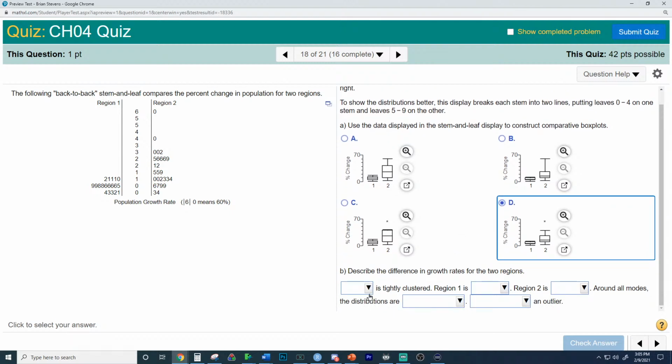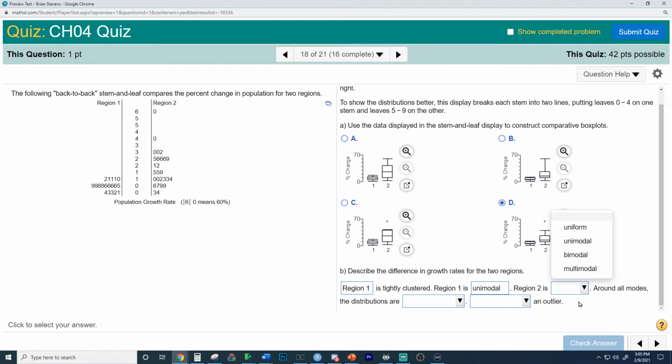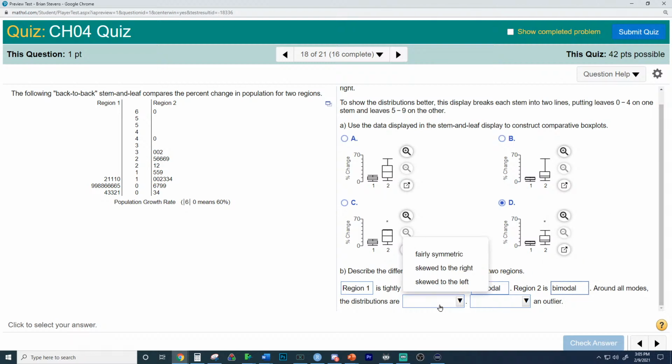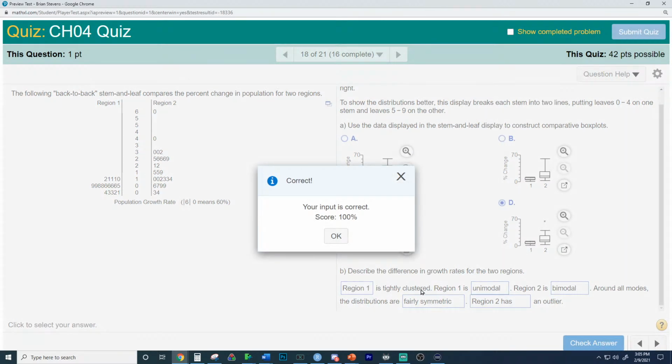So describe the differences in the growth rates. Watch this. We have here that region 1 is tightly clustered. Region 1 is unimodal. We got one mode right here. Region 2 is bimodal. The distributions are mostly symmetric, fairly symmetric. And region 2 has the outliers. There we go. Fairly symmetric.